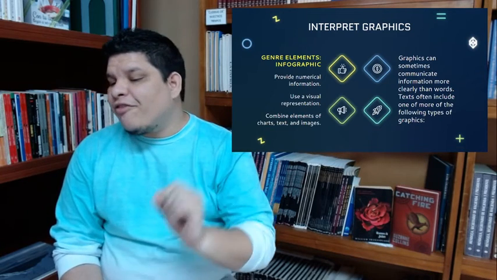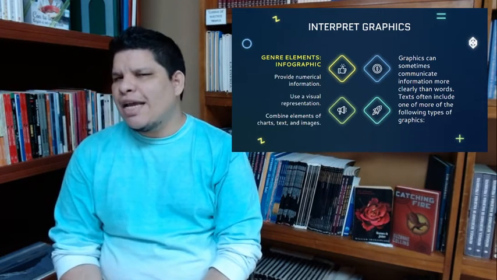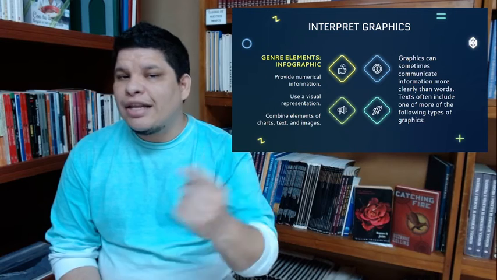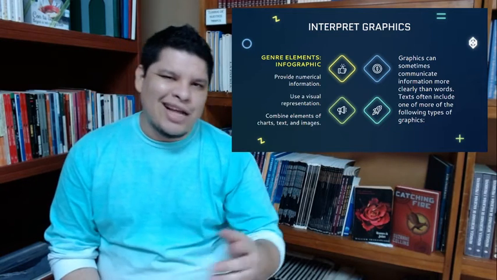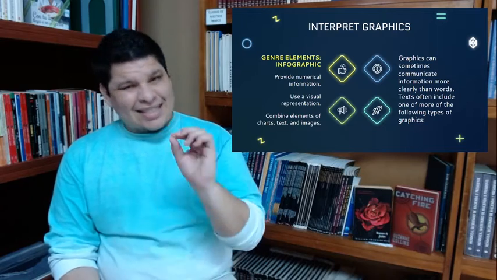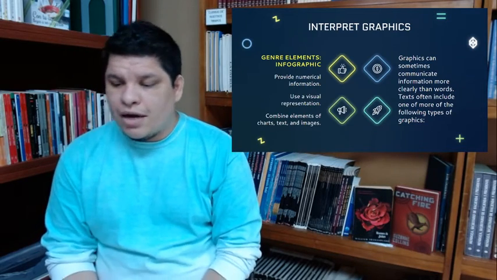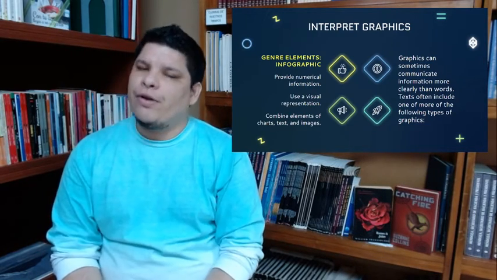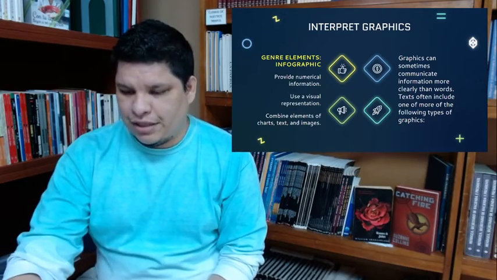Now, graphics can sometimes communicate information even more clearly than words. That's why sometimes an image is worth 1,000 words. Texts often include one or more of the following types of graphics we're going to see.